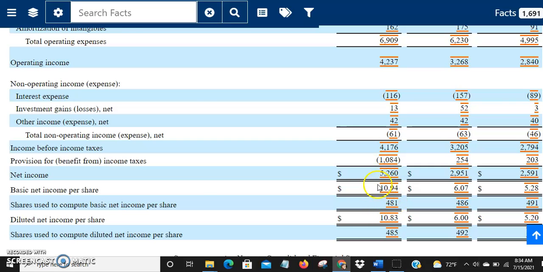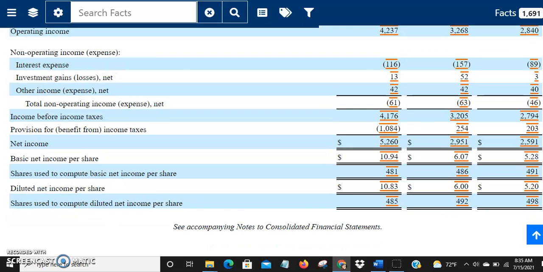So you divide 5260 by 481, you get this number. Similarly, the diluted was 10.83, because the diluted shares outstanding is 485 million. The difference between diluted and basic is that in the diluted you take care of the stock options and things like that. So that's the major difference, right?